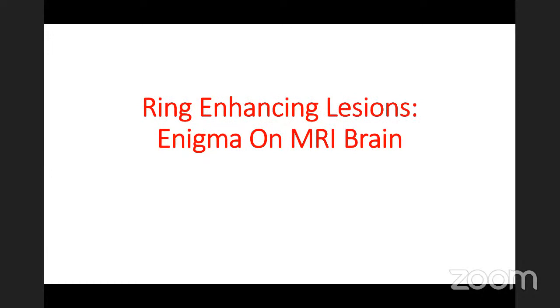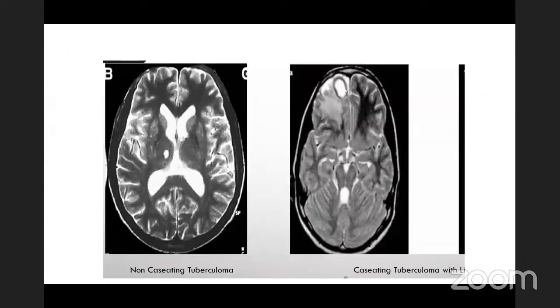Next, coming to the last part of my talk on ring enhancing lesions, which always remains an enigma on the brain. Here, it has already been discussed what the difference is between tuberculoma. This is a T2 axial section, which is showing a non-caseating tuberculoma. So what is the appearance of a non-caseating tuberculoma?